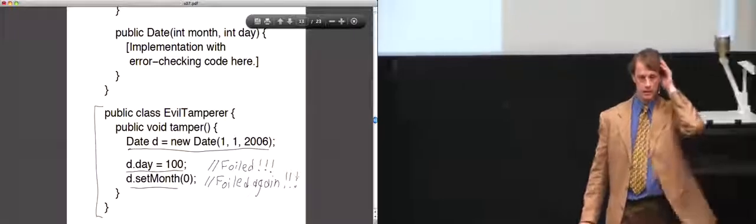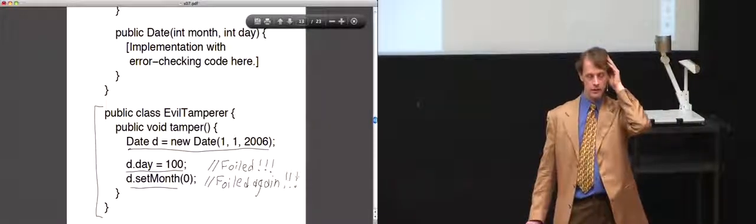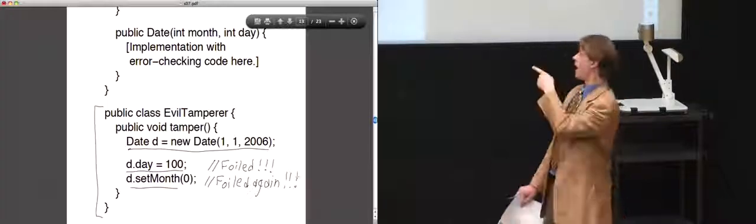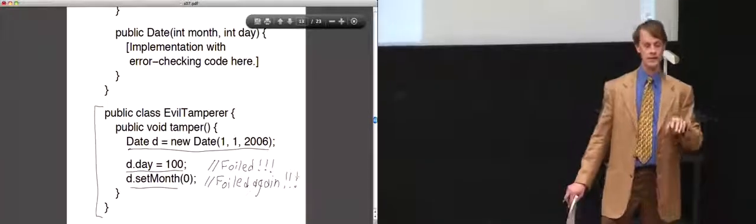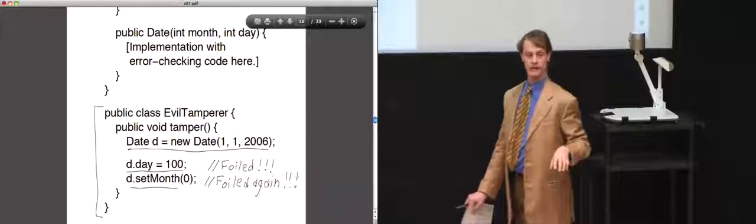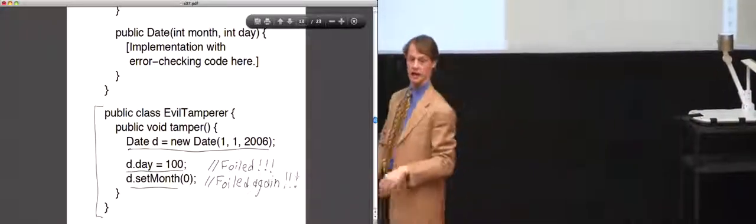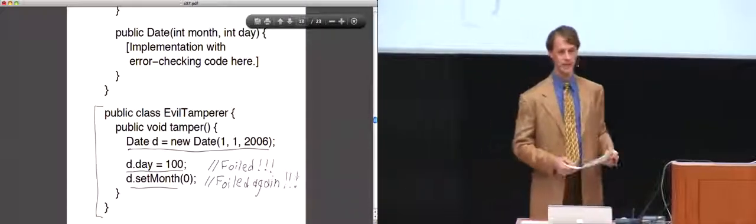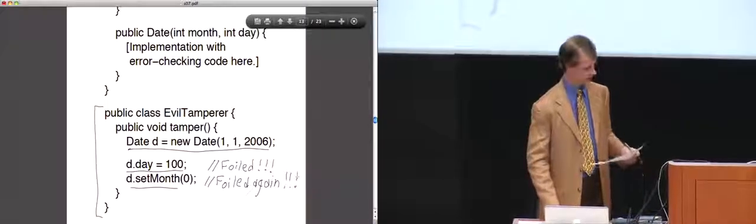Question? What if evil temper inherits from date? A private field is really private even to subclasses. So evil temper still can't read the date if it inherits date. But that is a prelude to one of the other kinds of protection we'll learn about in a week or two.